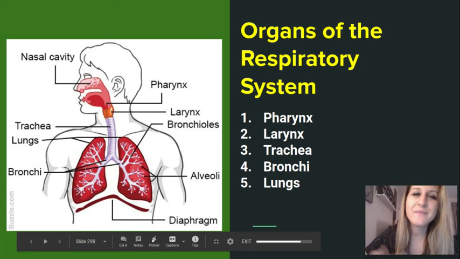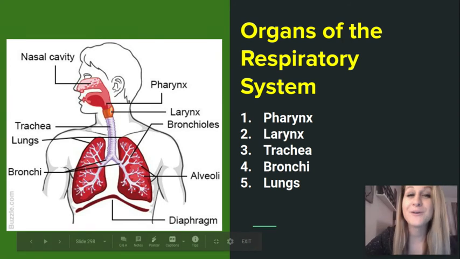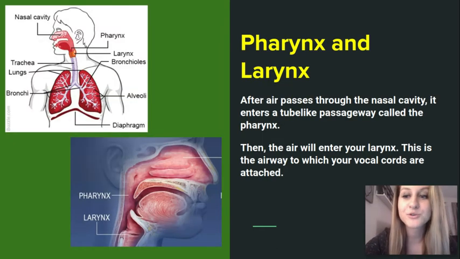So you'll hear me mention several different organs, but there are 5 main ones that I want you to remember. So I want you to focus on the pharynx, larynx, trachea, bronchi, and lungs. So let's start with the upper respiratory system with the pharynx and larynx.